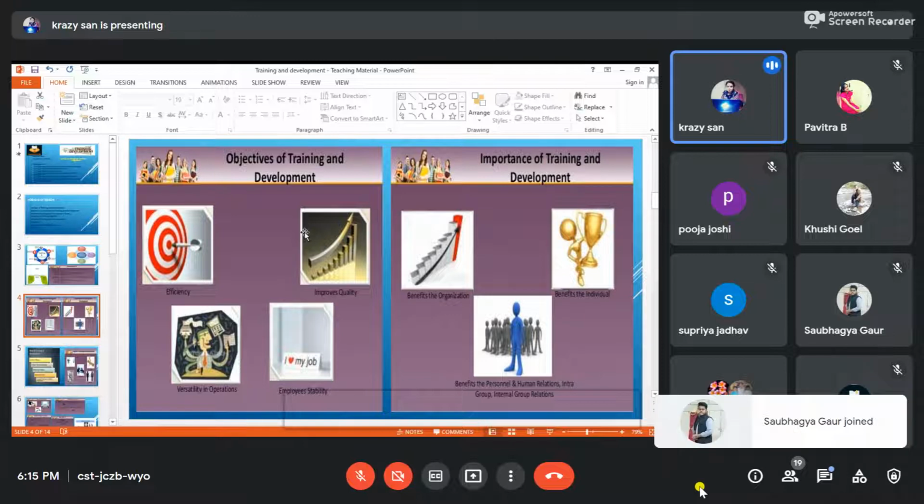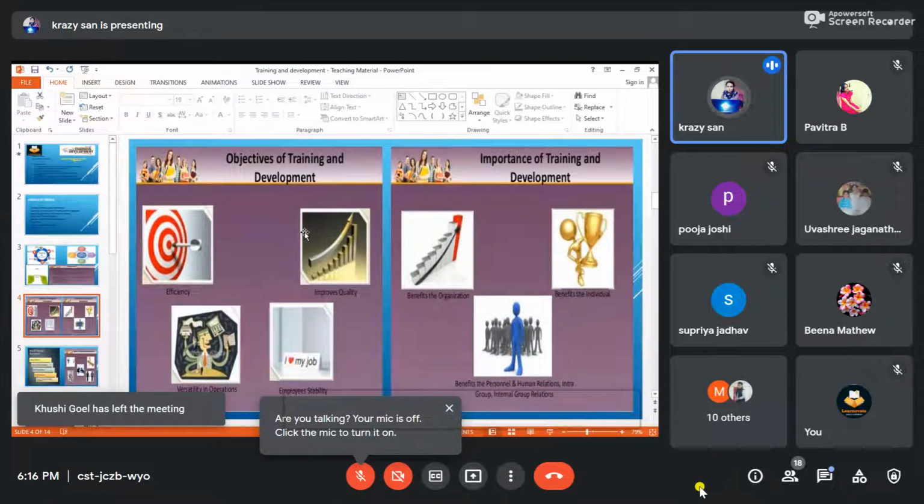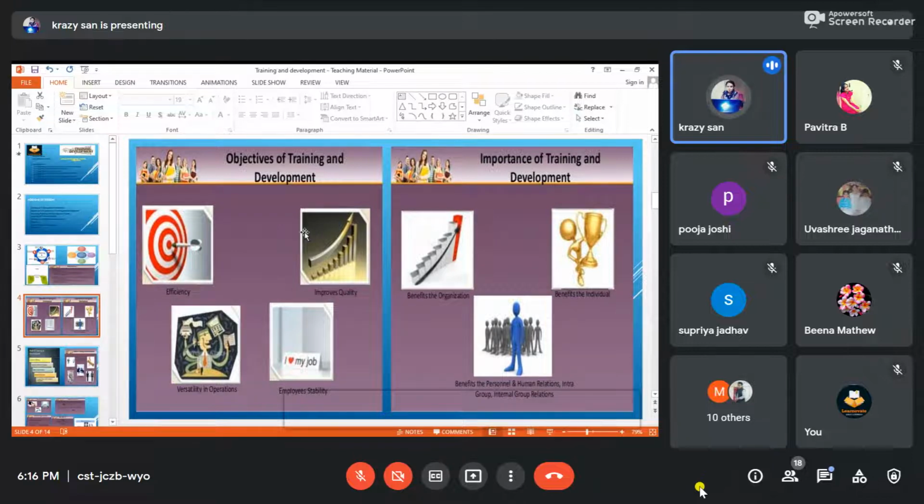Then cost reduction is there: reduced supervision, less learning period, then employee stability, lesser turnover, and versatility in operations. In operations, let's take the example of an operation manager. You know what an operation manager's duty is? It is to make the department-wise HR work in a very cordial way, right? Whatever is lacking in HR, the operation manager provides that. Whatever is lacking in supply chain management, that person provides it. Whatever is lacking in the marketing team, the operation manager helps in that also.